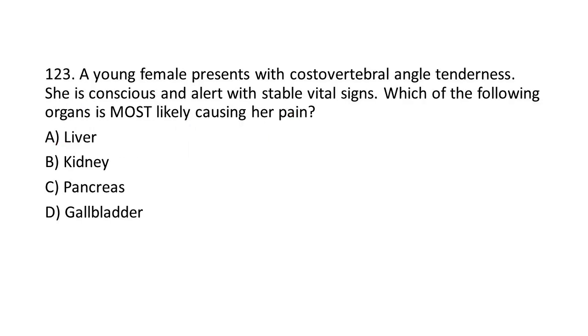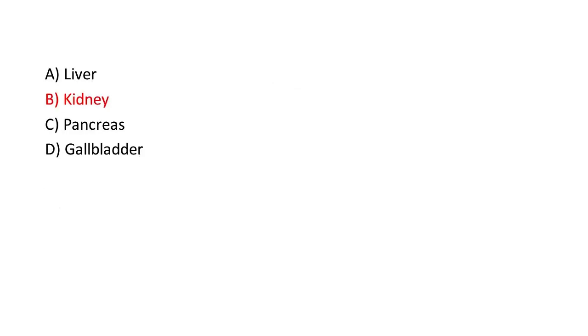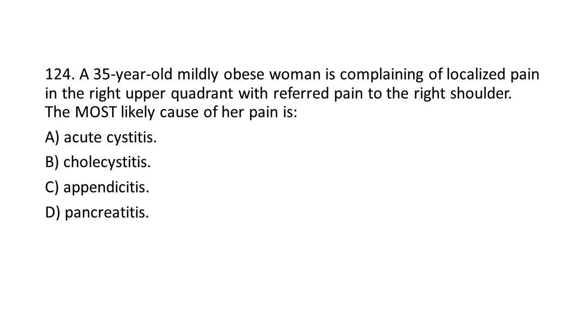123. A young female presents with costovertebral angle tenderness. She is conscious and alert with stable vital signs. Which of the following organs is most likely causing her pain? A. Liver. B. Kidney. C. Pancreas. D. Gallbladder. The answer is B. Kidney.